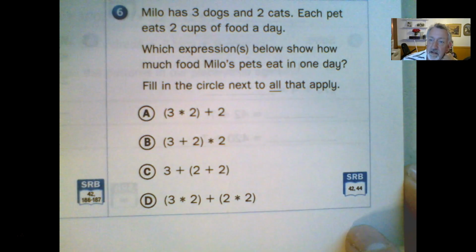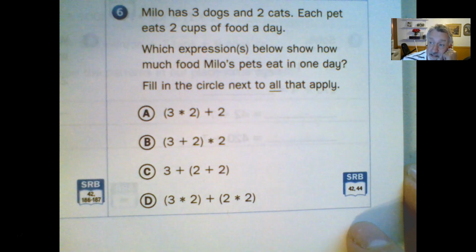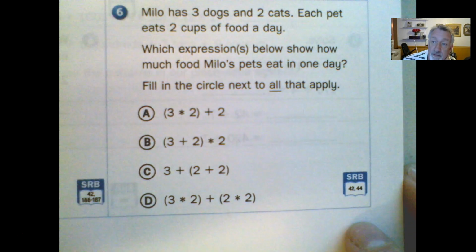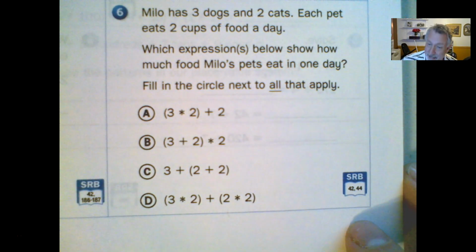And number 6. Milo has 3 dogs and 2 cats, so 5 pets. Each pet eats 2 cups of food a day. So 5 pets times 2 cups is 10 cups of food a day. Which expressions below show how much food Milo's pets eat in one day? Fill in the circle next to all that apply. So I'm looking for ones that equal 10.